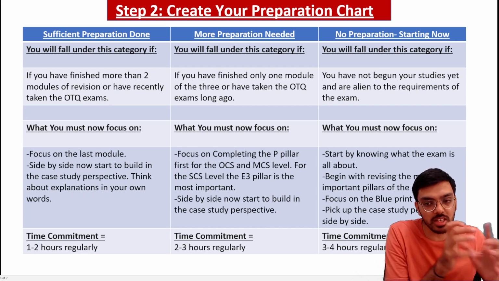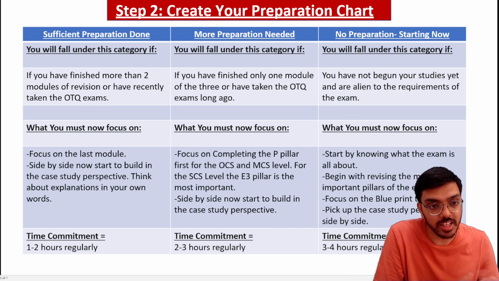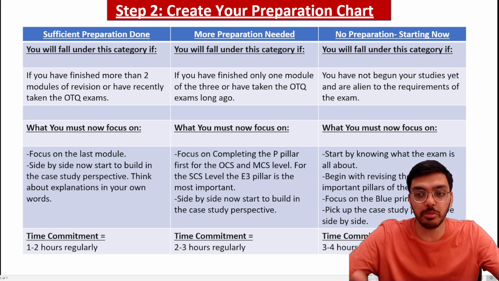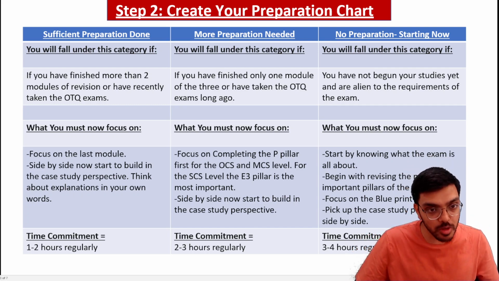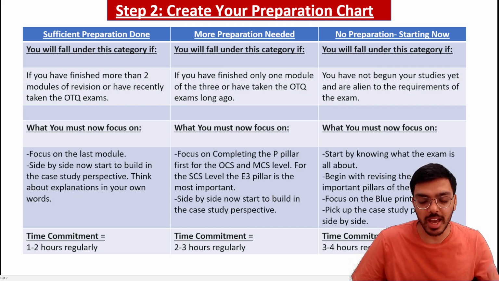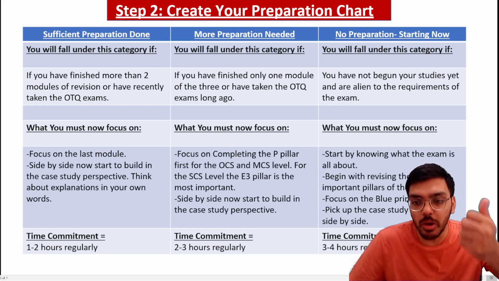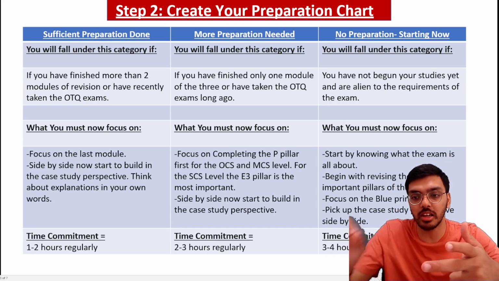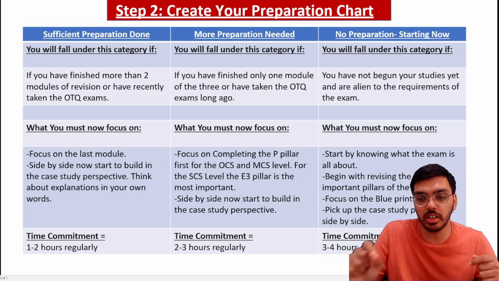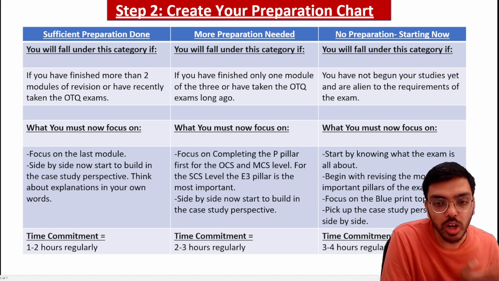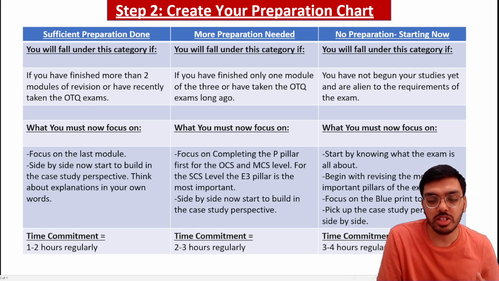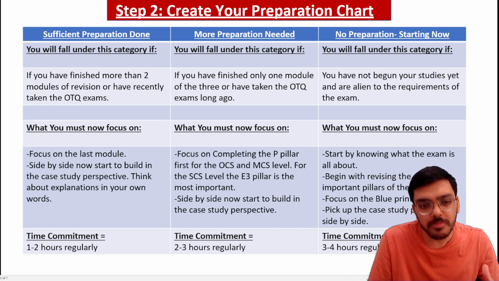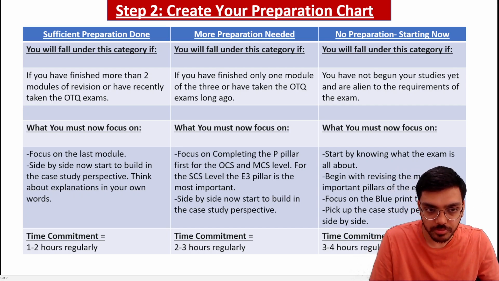Now, if you are in this category, what should you do? Like I said, your job is now to focus on the last module and aim to complete it as quickly as possible. If you're choosing to sign up with us, you get access to our revision course, our revision material, our learning material, which is clear pointers where we'll tell you what you are supposed to know from each chapter from the case study perspective. So your job becomes a whole lot easier.